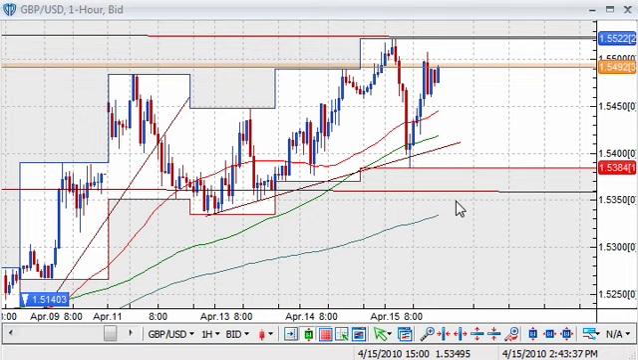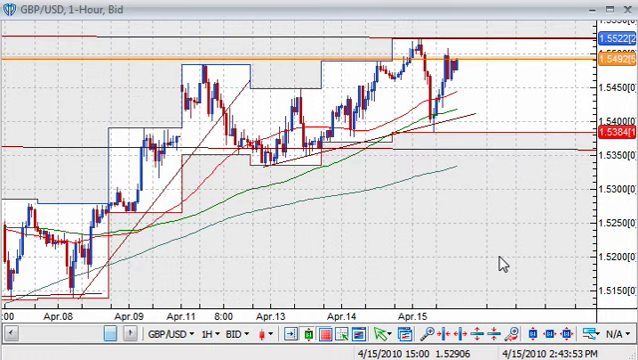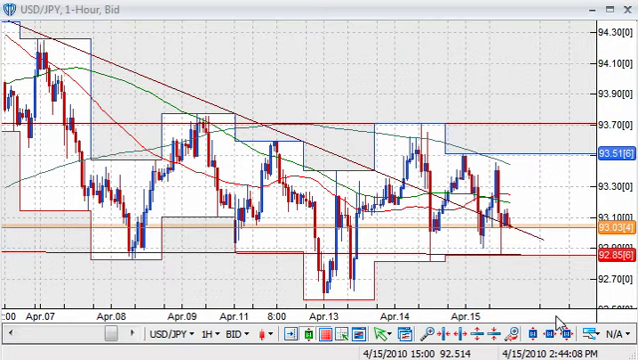The pound was supported as we had a poll showing that the opposition Conservatives' lead over the Labour Party widened, which eased concerns that next month's election will produce a government too weak to cut the budget deficit. So far the pound has been able to hold on to the gains it's seen during this week above the 1.54 level.